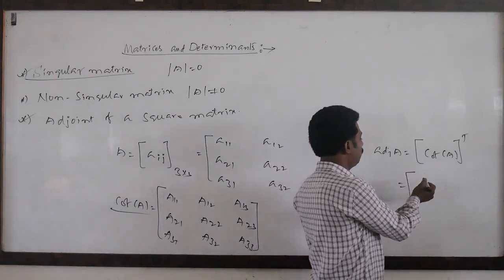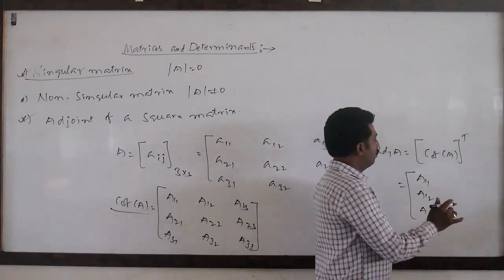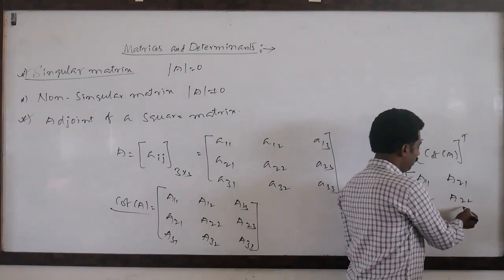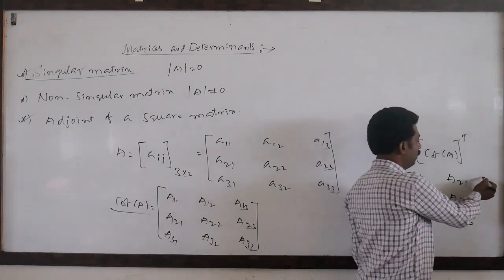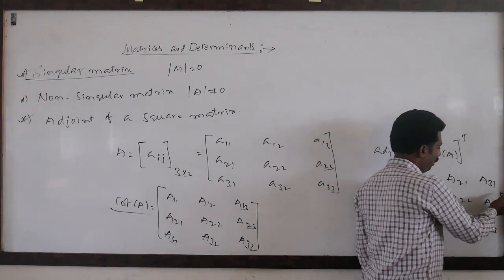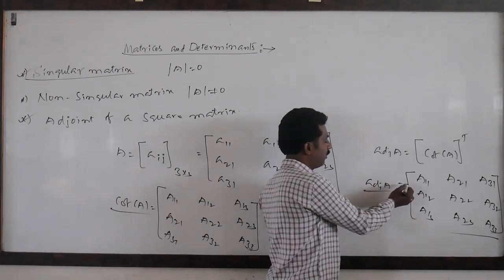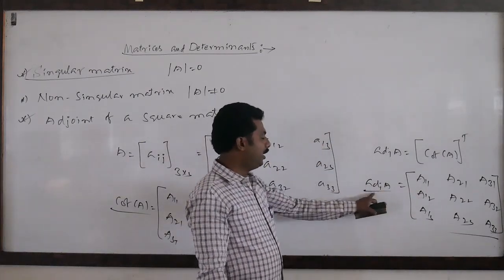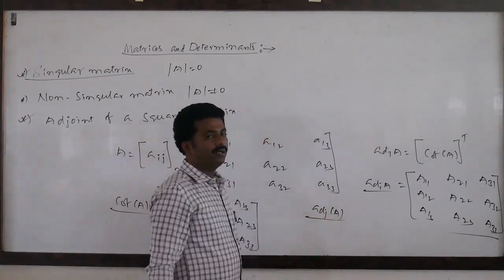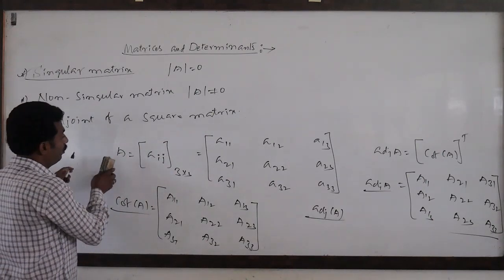How to write its transpose? A11, A12, A13. The second row becomes the second column, A21, A22, A23. Then A31, A32, A33. So this is the adjoint of a square matrix capital A. It is also denoted by ADJ of A, which we read as adjoint of A. Like that we have to calculate the adjoint of a square matrix.